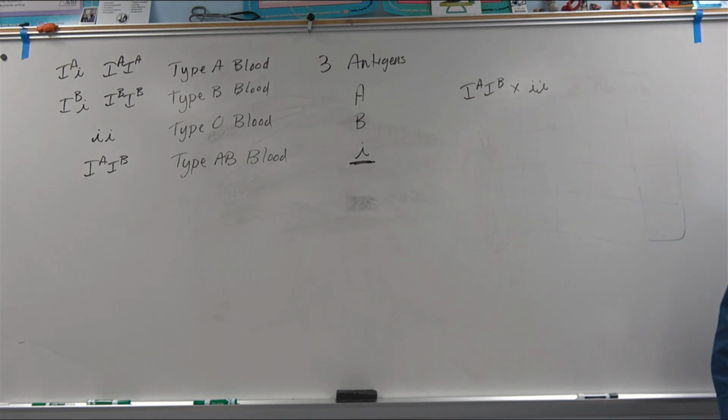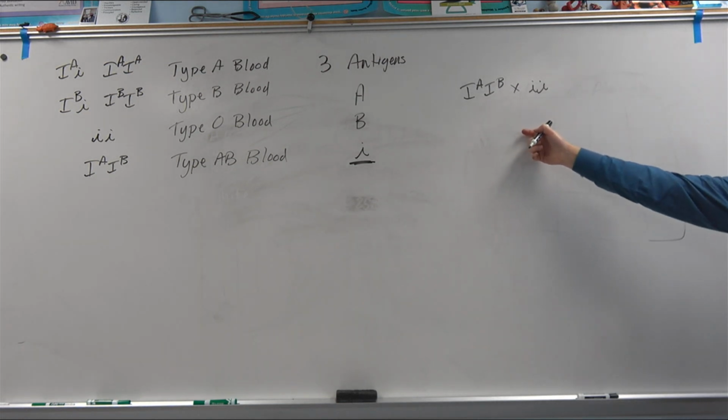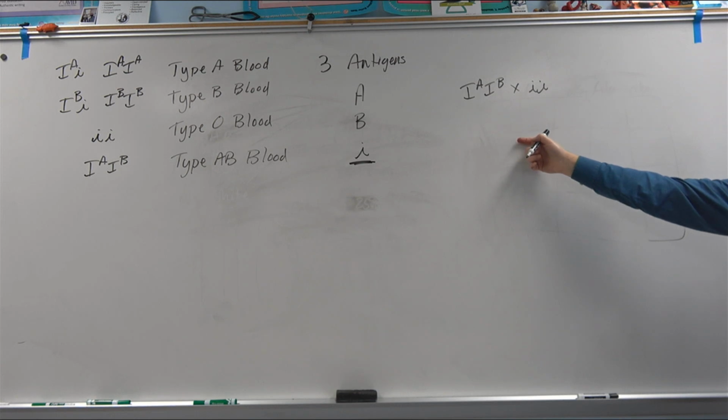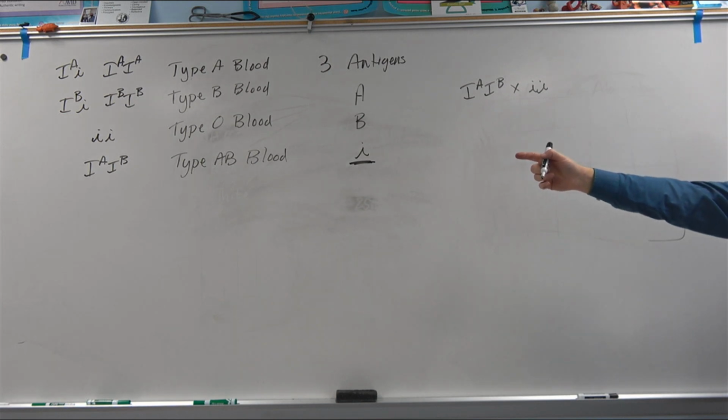So far, so good? So just out of curiosity, can we get any type O blood here? No. Can we get type A? Yeah. Can we get type B? Yeah. Can we get type AB? No.